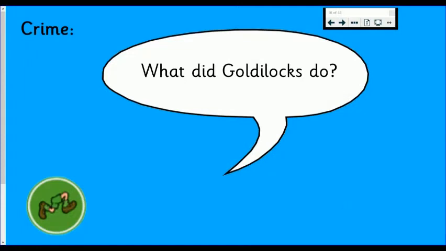Now we are going to be thinking, what did Goldilocks do? What was her crime? And this is when we are going to be using our verbs, our action words. I would like you to pause this video and tell your grown-up anything that you think Goldilocks did in the story that was wrong that we can write down as her crime. Pause this video and tell your grown-up now.